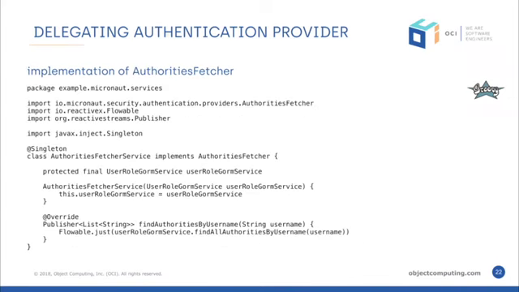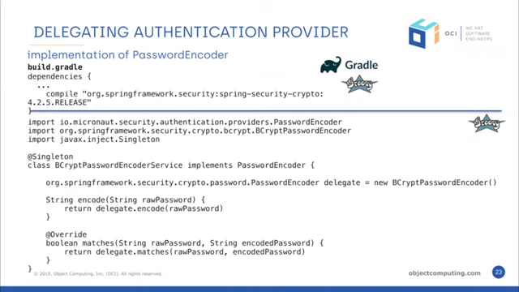Then I have here another bean. I named it AuthoritiesFetcherService, but the important thing is not the name, the important thing is the type. It's of type AuthoritiesFetcher, which forces you to implement one method, which is findAuthoritiesByUsername. This will be given my username. If I give you my username, Sergio del Amo, then this user has the role admin and role manager. You return those.